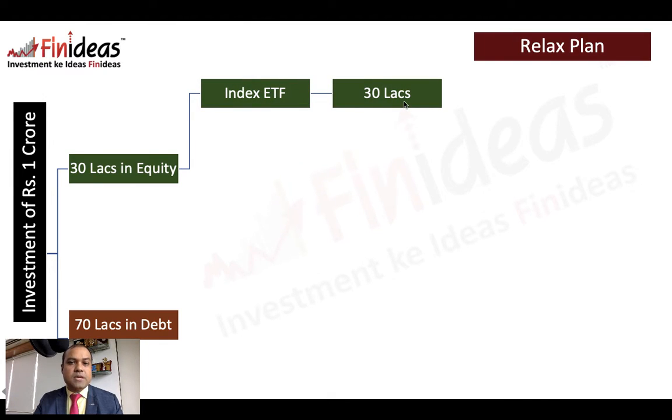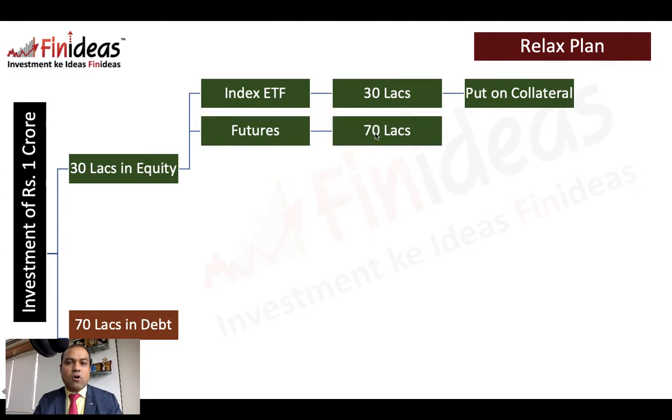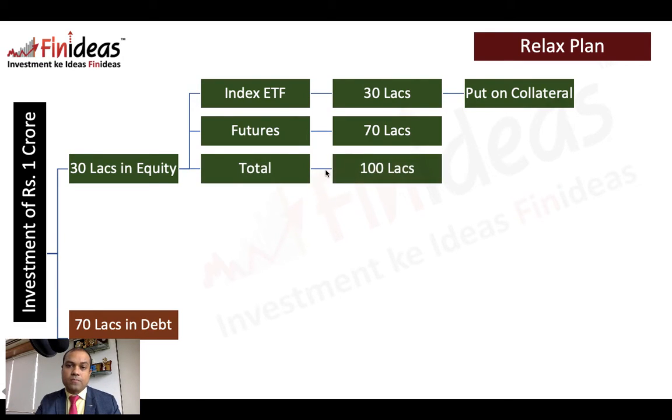So 30 lakh rupees of index ETF we will get in our demat account. And we will put that stock as collateral. That means we will put it as a margin. And we will take the position of index futures of rupees 70 lakhs from this margin. So indirectly we have made the portfolio of rupees 1 crore by buying 30 lakh rupees of stock as well as 70 lakh rupees of futures of the index. So we have the index portfolio of rupees 1 crore.